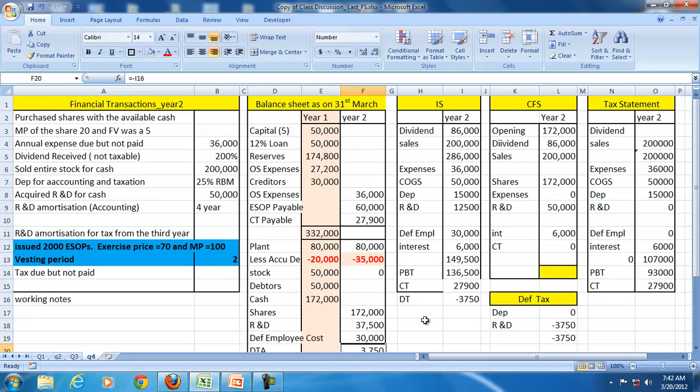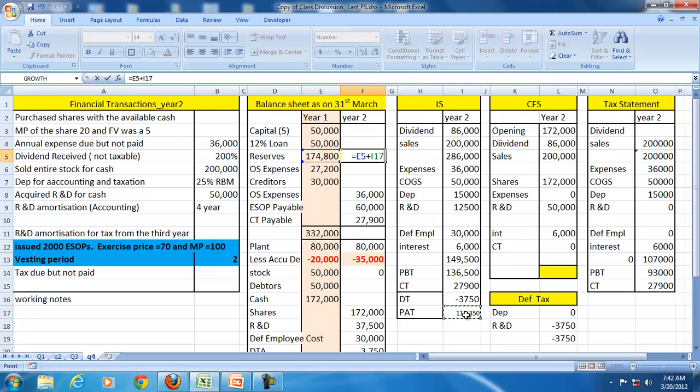So our income statement is done. Profit after tax is equal to profit before tax minus DT minus CT. So profit after tax is 112,350. If no information is given, we assume that the entire profit after tax is transferred to the reserves.